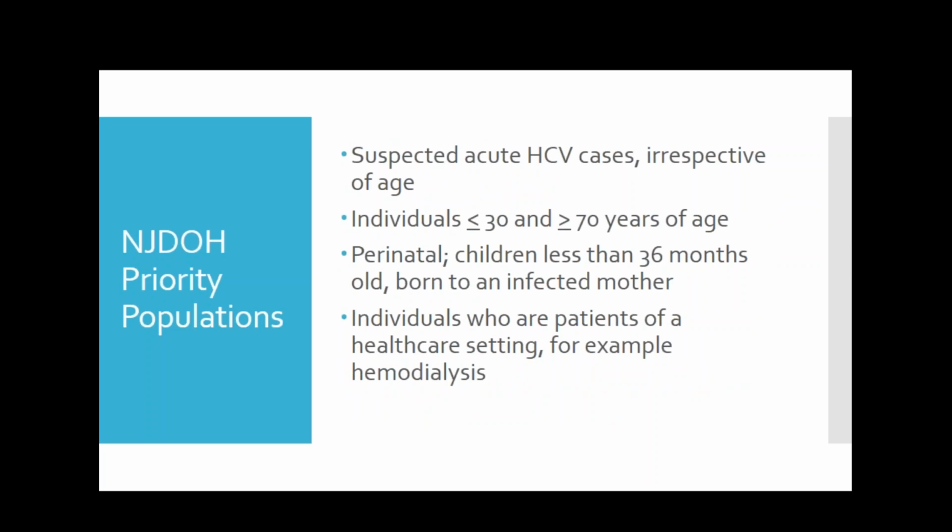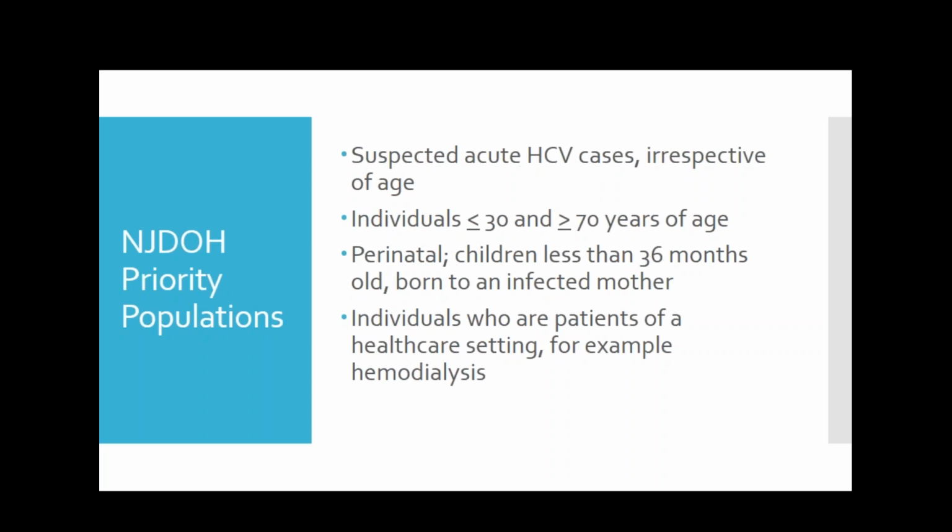Now, in terms of the priority populations for investigation, most importantly, at NJDOH, we are interested in suspected acute HCV cases, and these are irrespective of age. So it doesn't matter what age. Once they are suspected to be acute, we would like to have these cases fully investigated. Cases are acute for the first 6 months of infection. The rationale for prioritizing acute cases is to promote risk reduction, prevent reinfection, provide cases with counseling, and link cases to care.